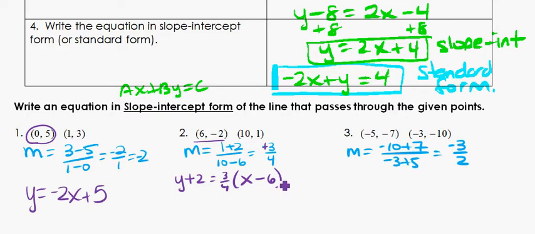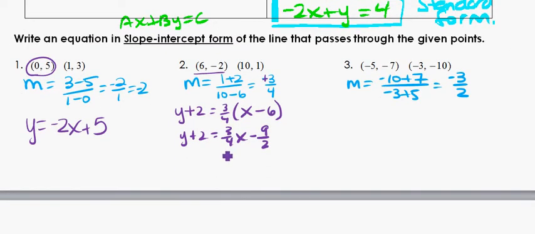And then from here we need to convert to slope-intercept form. We're going to distribute the 3/4, so we have y plus 2 equals 3/4 x minus, and 3/4 times 6 is 9/2 when you simplify it.